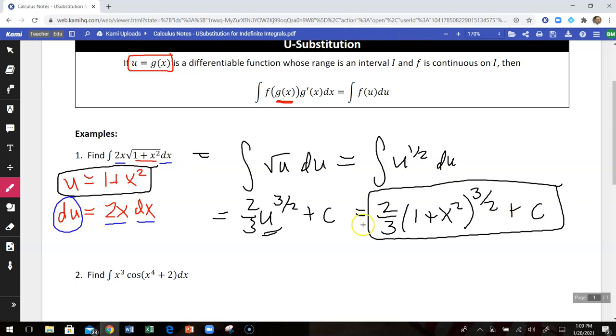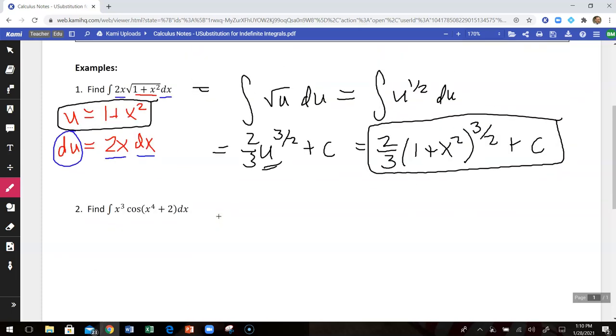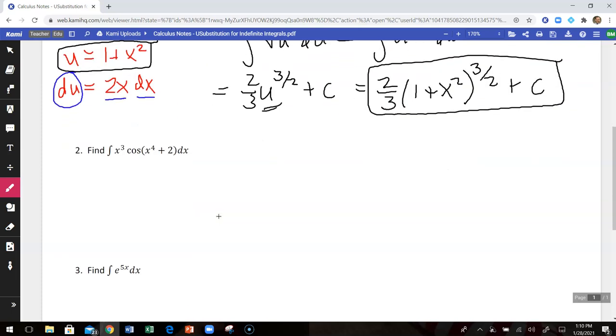Okay, if you're not sure if this is the correct answer, take the derivative of this, and you would see that if you did so correctly and using the chain rule, the derivative is 2x times the square root of 1 plus x squared. Okay, moving on.